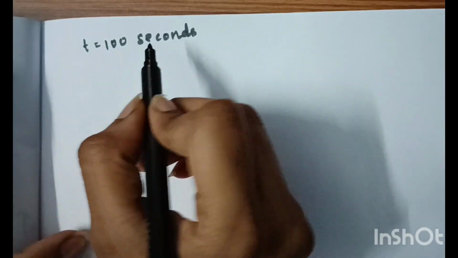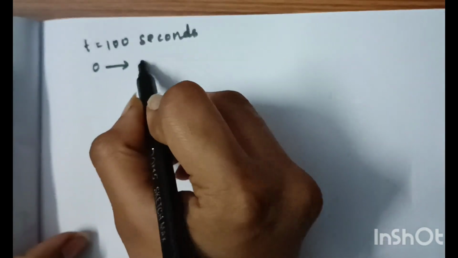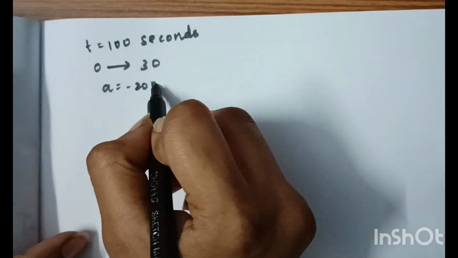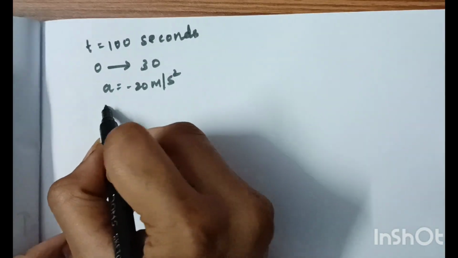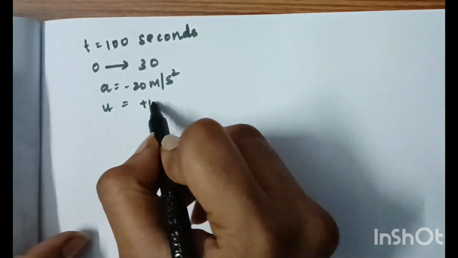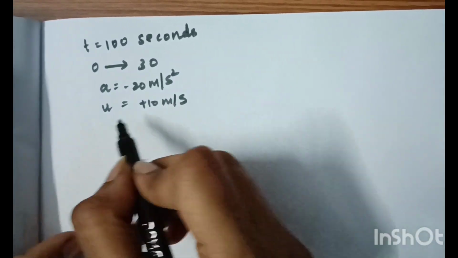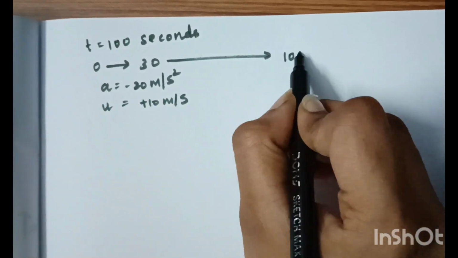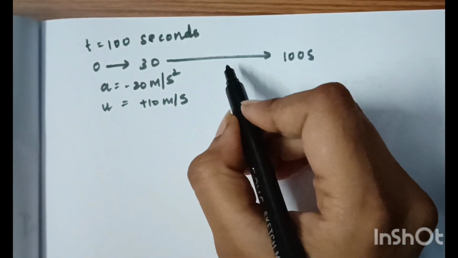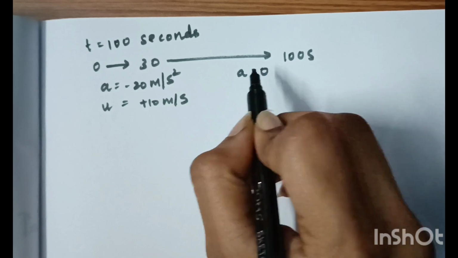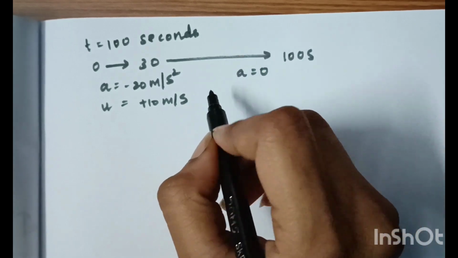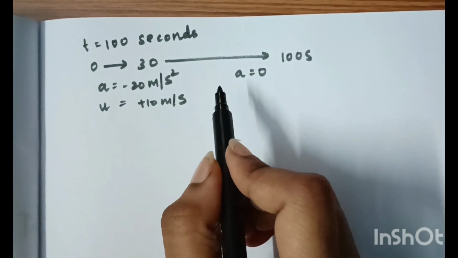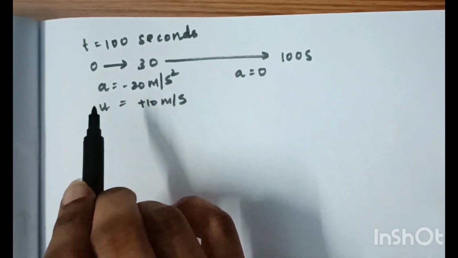So for the first 30 seconds, from 0 to 30 seconds, it is moving with acceleration minus 20 meter per second square, and its initial velocity is u equals plus 10 meter per second. Now after this, from 30 to 100 seconds, it is not having any acceleration. So here acceleration is 0 for this 30 to 100 second journey, and so we will use equations of motion separately for this case and for this case.